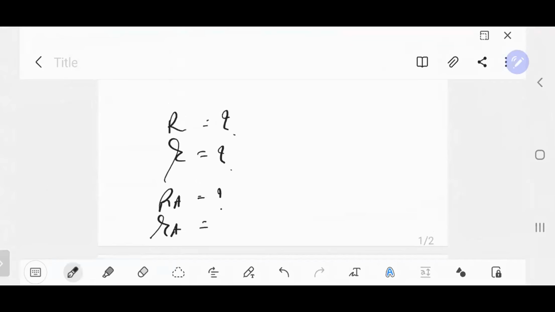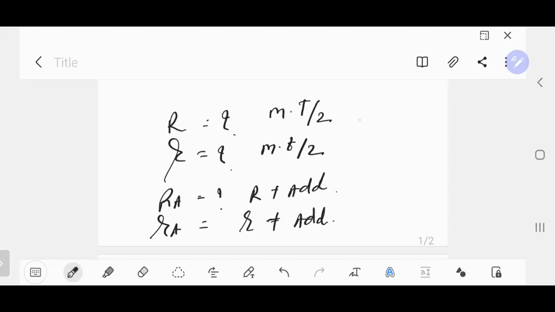Okay. So we need R and small r. So capital R is equal to M into capital T by 2. Small r is equal to M into small t by 2. RA, that is equal to R plus addendum. Here, small r plus addendum. So we can calculate all these things.